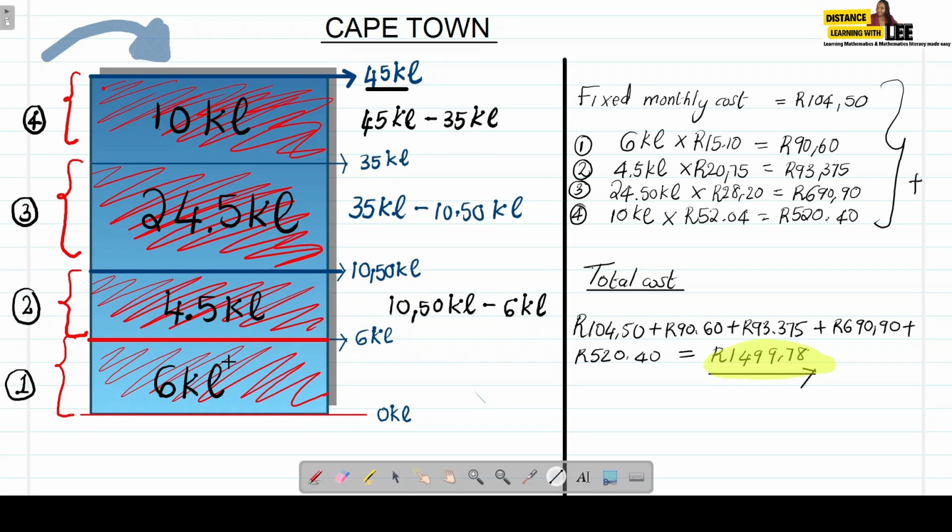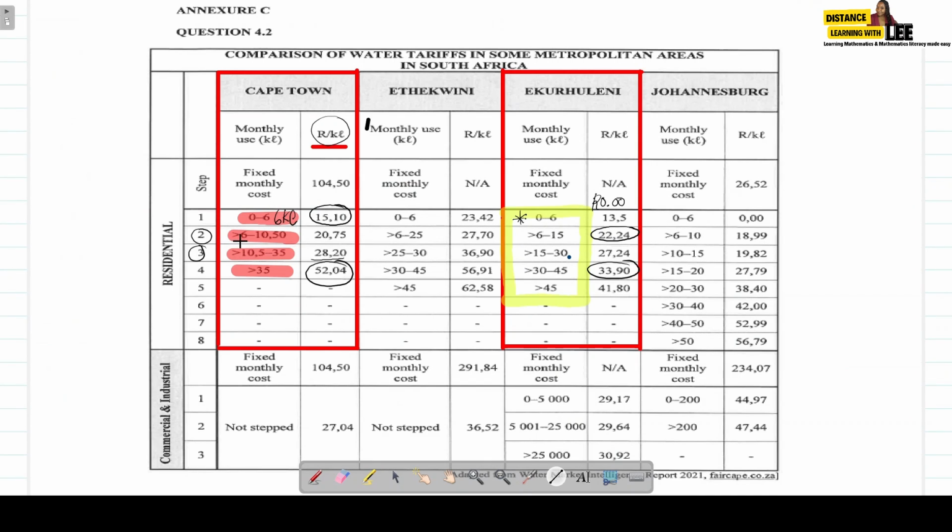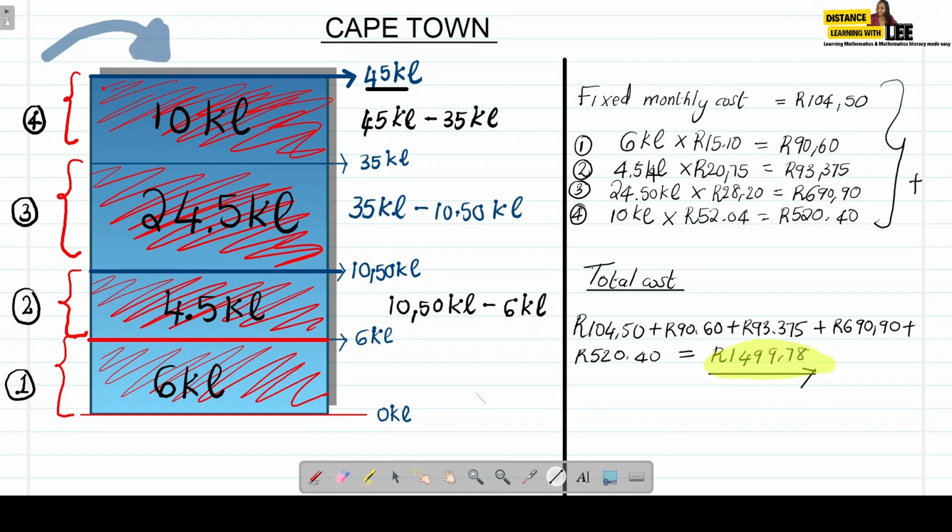We continue. In the second region, he only used 4.5 kiloliters. Then we have to look at the rates that they charge us. If you're between the region 6 to 10.5, we are told that it's 20.75 rand per kiloliter. So we basically took that 4.5 kiloliters and multiplied by 20.75 to get how much he now needed to pay. And we continued in that way.